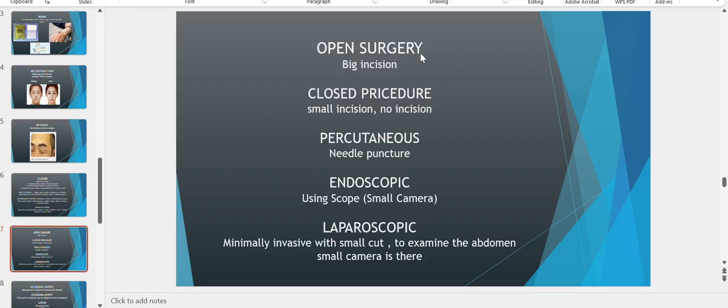Okay. Now coming to next, that is a closed procedure. Closed procedure means no incision has been done, or we can say very minimal incision, very minimal cut. If there is no incision, it means it's a closed procedure. If there is a very small incision, minimal cut used, it means it is a closed procedure.